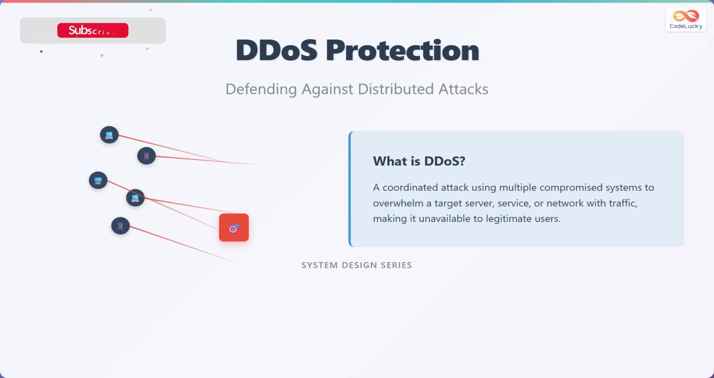A distributed denial of service attack is a type of cyber attack where multiple compromised systems are used to disrupt the normal traffic of a targeted server, service, or network by overwhelming it with a flood of traffic. This makes it unavailable to legitimate users. Let's dive in to understand how these attacks work and what we can do to protect against them.